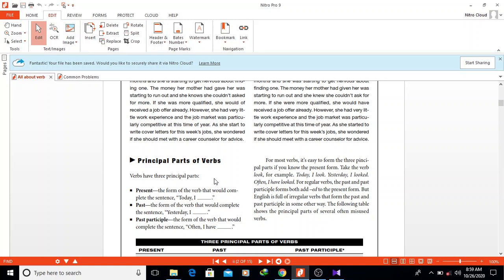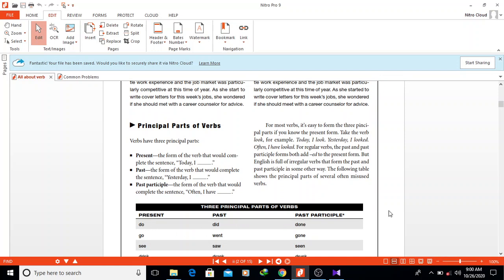So here, principal parts of verbs. Verbs have three principal parts: present, past, and past participle. So the form of the verb that would complete the sentence, today I, or the form of the verb that would complete the sentence, yesterday I, the form of the verb that would complete the sentence, often I have. So there are three types of time. Okay, we can say like that. So today, yesterday, often.